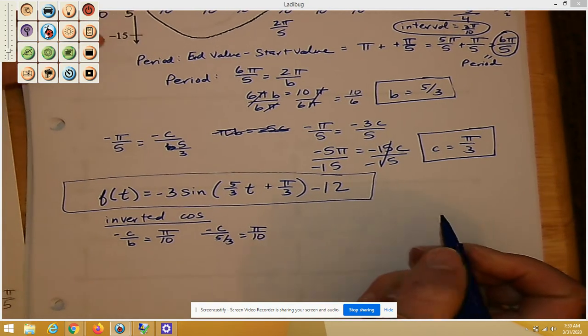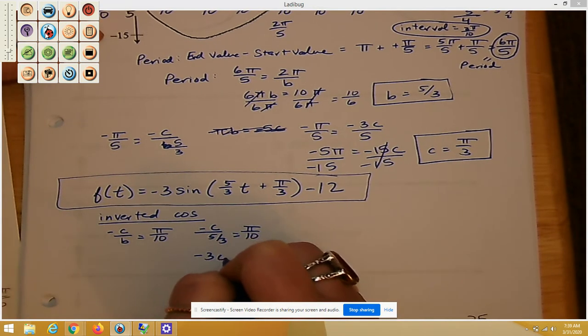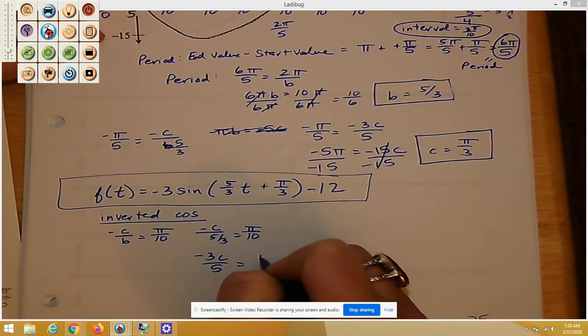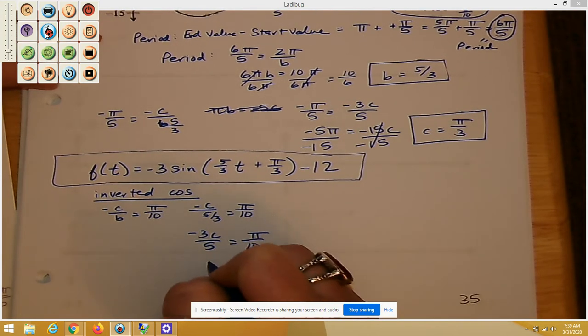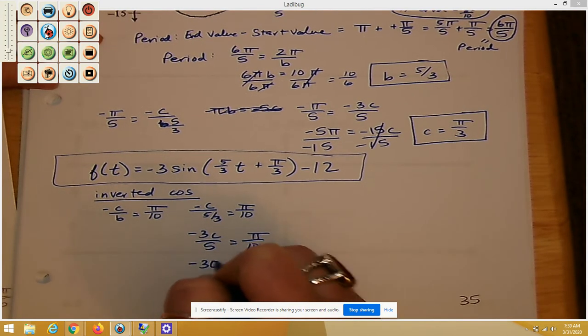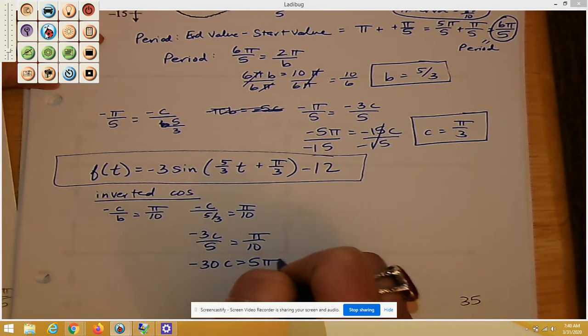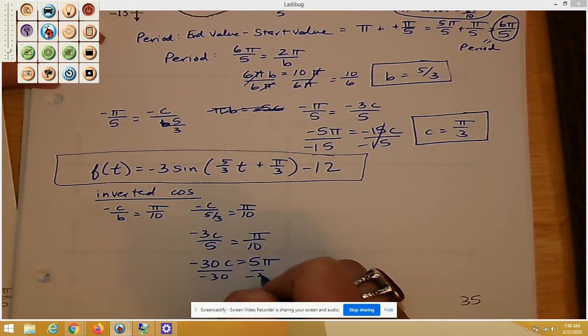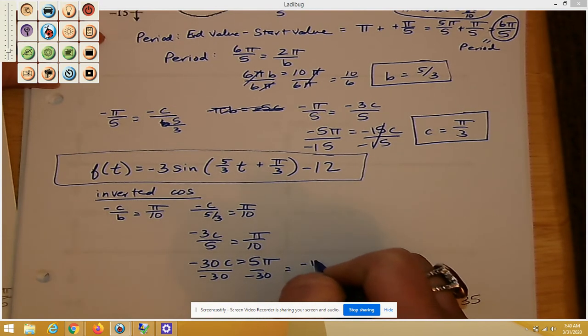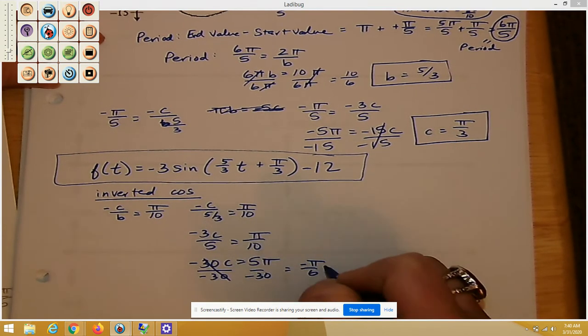So I could do that by saying negative 3c over 5 equals pi over 10, and then cross multiplying. So I get negative 30c equals 5 pi. And now I'm going to divide each side by the negative 30 to get negative pi over 6 for c.